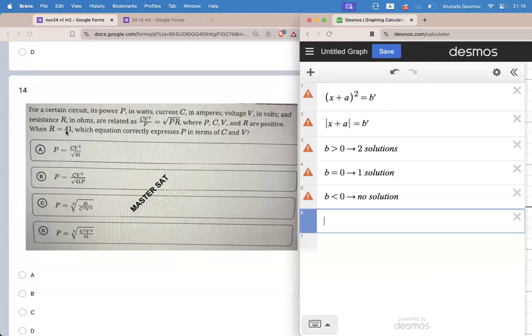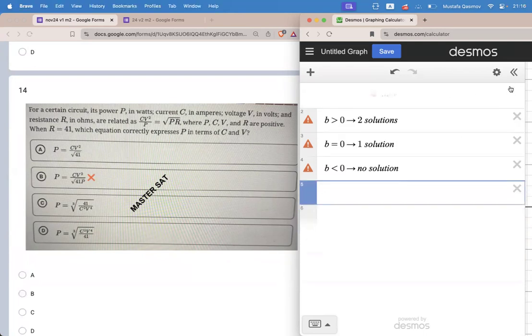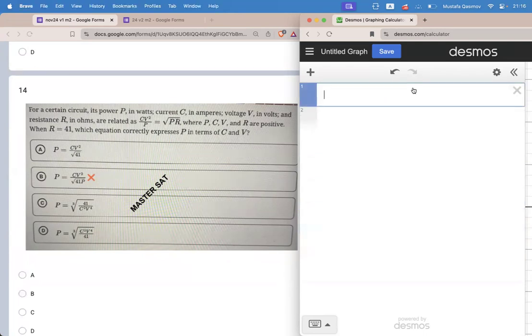14. Okay, express P in terms of C and V. It means that if in your answer you have any letter different from C and V, it is not correct. So in this question, look at this one. We have P here. It's not correct automatically. Okay, then let's write it here.